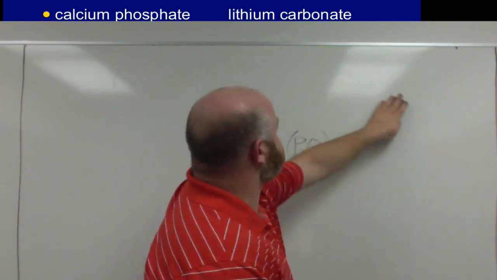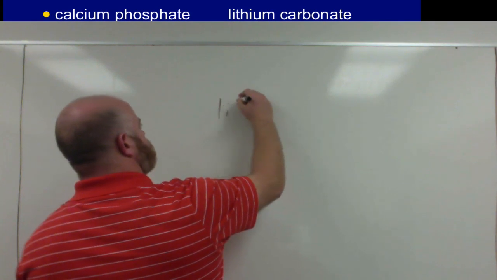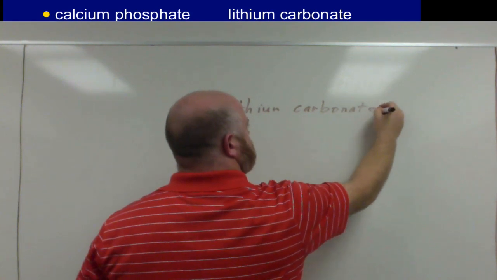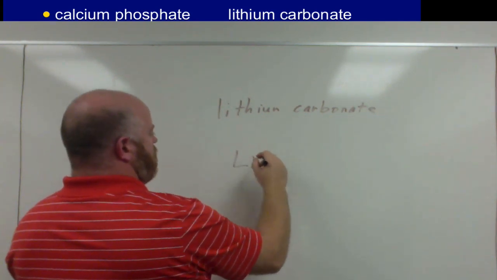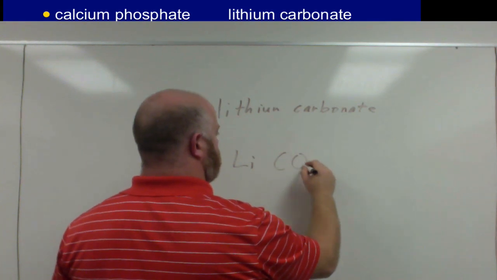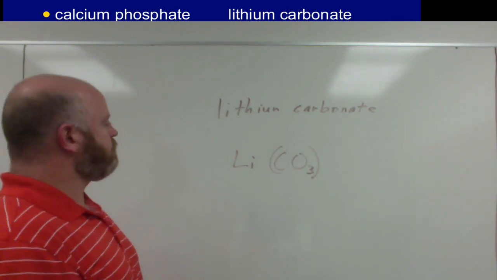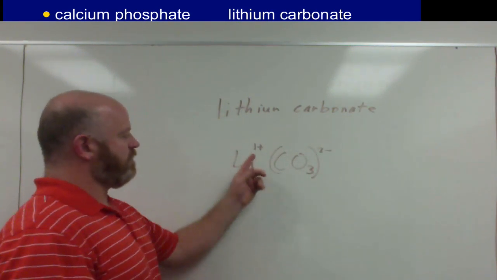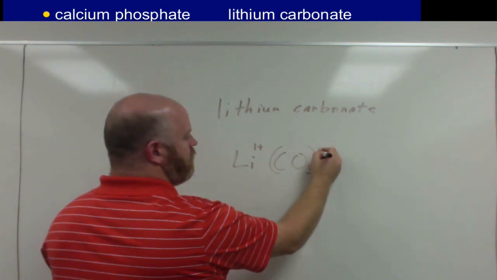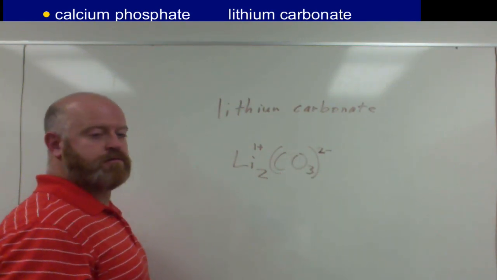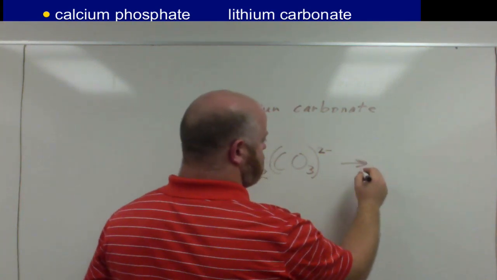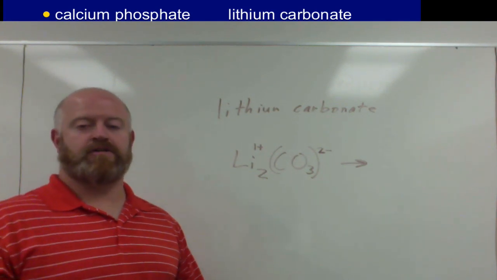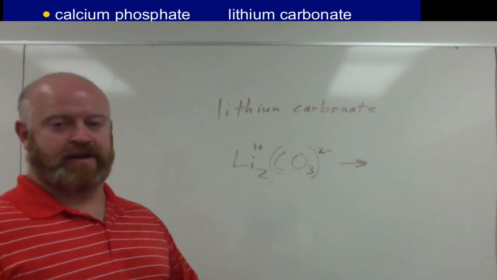Lithium carbonate. Lithium is Li, carbonate is CO3, put the parentheses around it. Lithium's charge is a 1+, carbonate's charge is a 2-. Our least common multiple is 2 here, so I need to have 2 lithiums. Now this one I'm going to rewrite because I didn't put anything outside my parentheses, so those parentheses really are not needed, so we remove them at that point in time to make a cleaner answer.